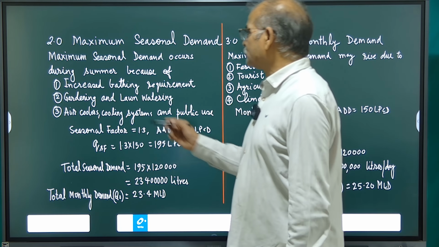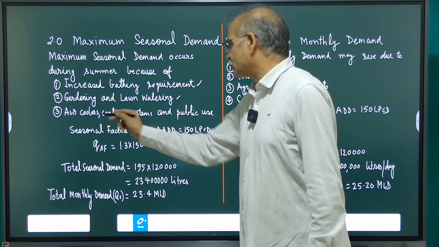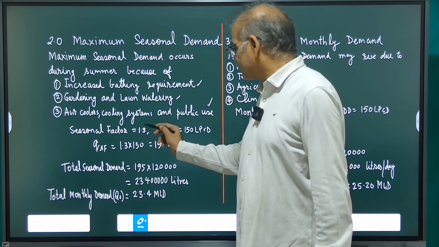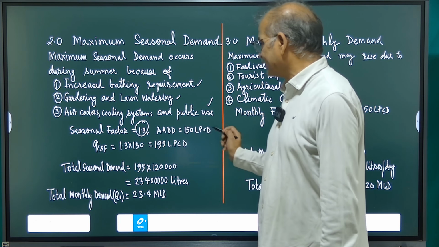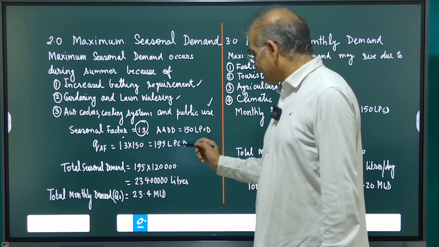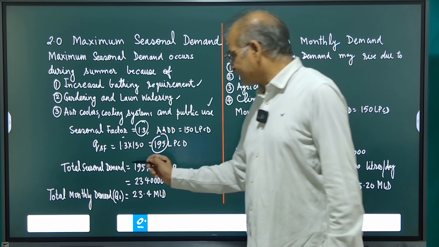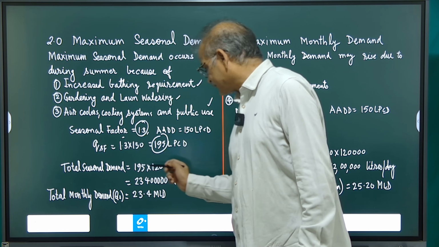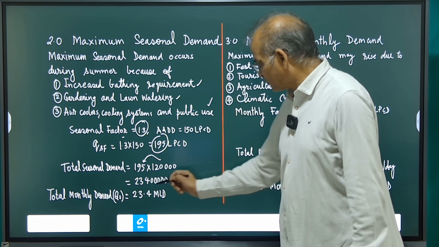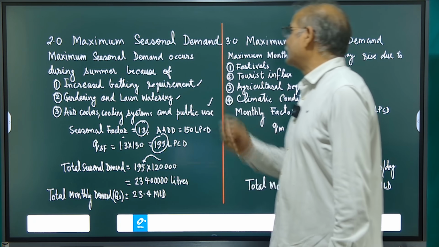Maximum seasonal demand is due to, in the summer it is increased due to bathing requirement, gardening and lawn watering, air coolers, cooling systems, and public use. The seasonal variation factor is 1.3 times of annual average daily demand. So seasonal demand will be 1.3 into 150 liter per capita per day. So 195 liter per capita per day it has come. For the population of 1,20,000, if we multiply 1,20,000 with 195, we get 2 crore 34 lakhs, that is 23.4 million liter per day for the maximum seasonal demand.